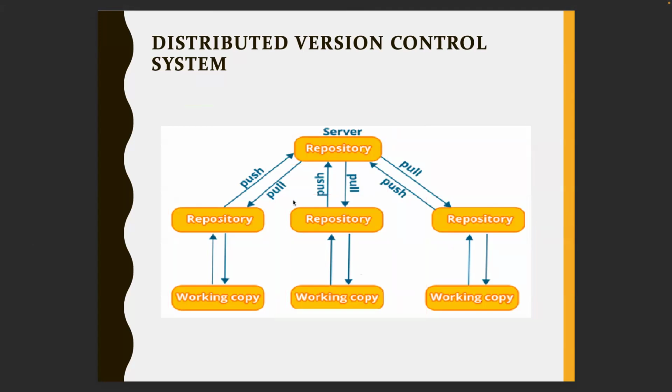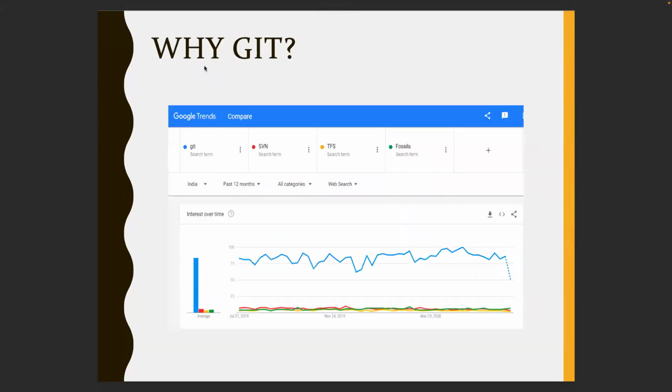So this is the architecture of distributed version control systems. Let us talk about the distributed version control architecture of Git before going to this. Like we discussed yesterday, there were so many tools under each category. If you see here, this is the comparison of Git with other version control systems like SVN, TFS, Fossil, and so on. You can see here Git is very widely used. If you see the blue graph, you can see how widely Git is used when compared with other tools.